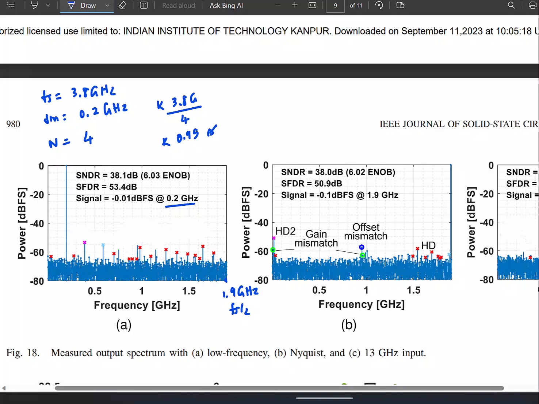Now if there is any gain error, that is mismatches in the gains of the 4 channels, what will be the frequency tones I'll see? k·fs/N plus or minus fin, right? So k·fs/N is k times 0.95, plus or minus 0.2. At least for k equal to 1, what should be the frequencies I should see? 0.75 and 1.15. Right?